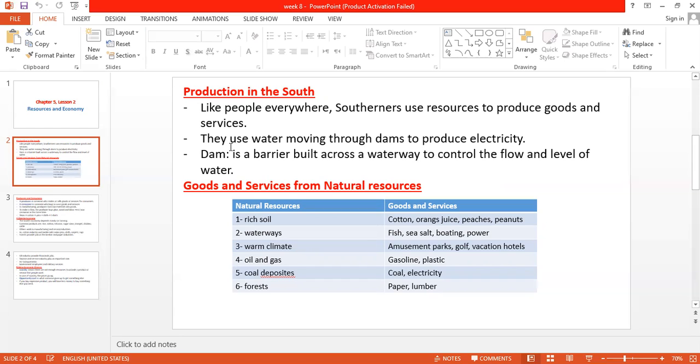What is the meaning of dam? We talked about it before, guys, many times. A dam is like a huge wall. It's like a very big barrier. This barrier is built across the river. Why? To control the flow and the level of the water.